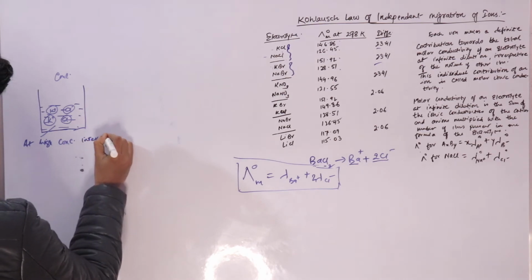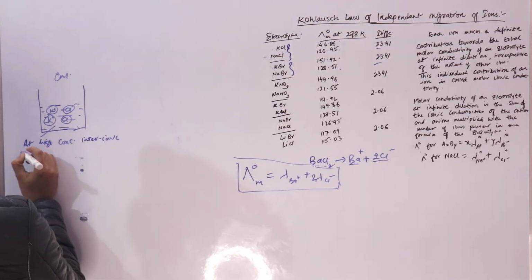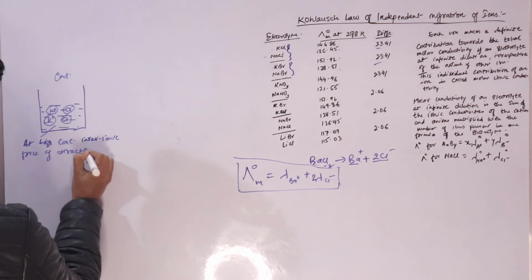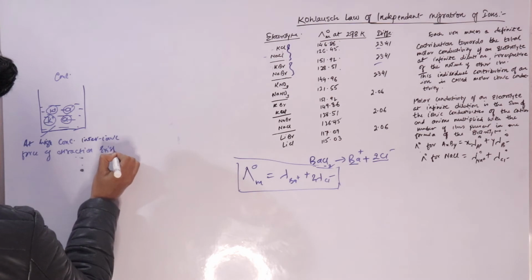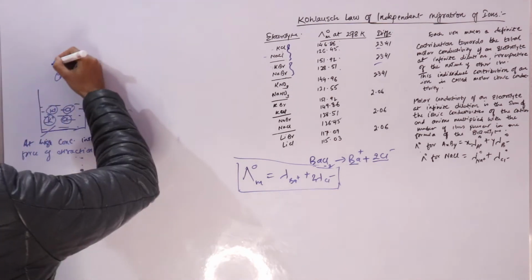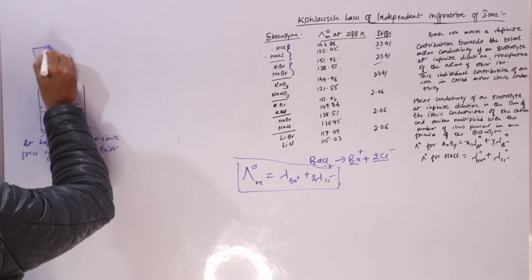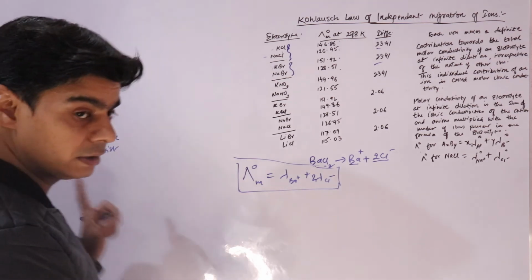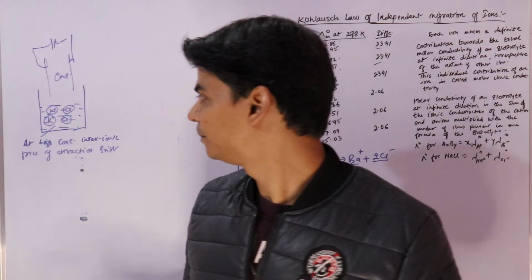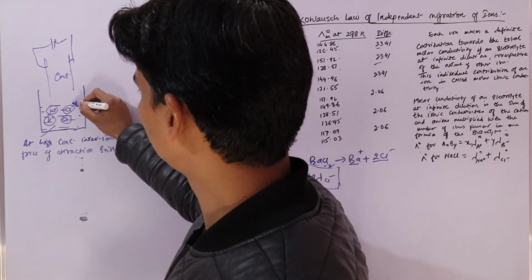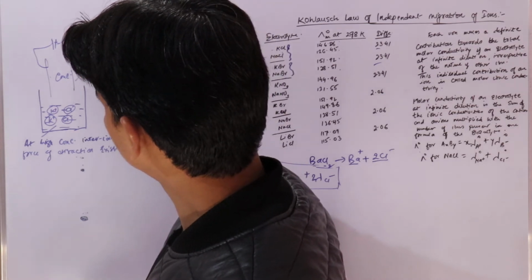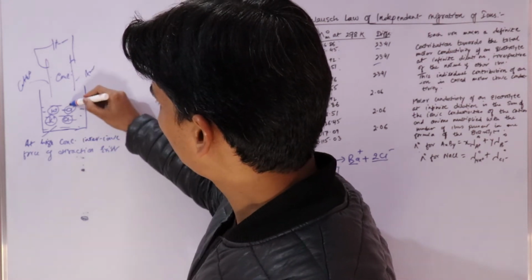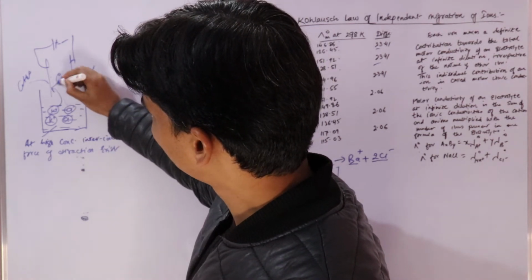So we say at high concentration, interionic force of attraction exists. And if I connect these electrodes, now we have a battery here. If I take this electrolyte at this concentration in an electrolytic cell, then what about its movement? These are chloride ions, suppose this is the anode and this is the cathode. So at the anode anions will move, at the cathode cations will move.